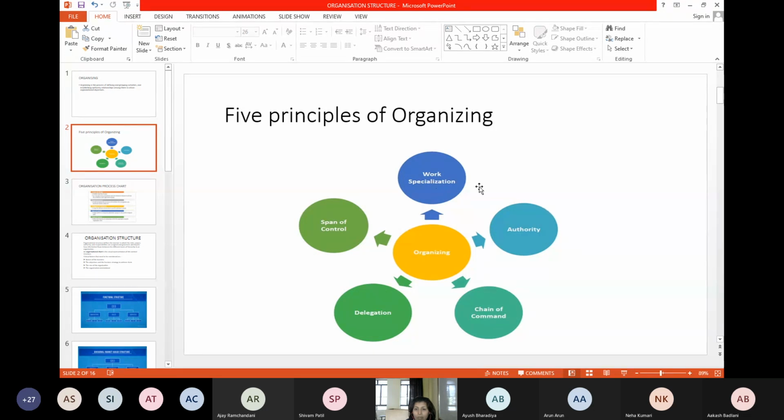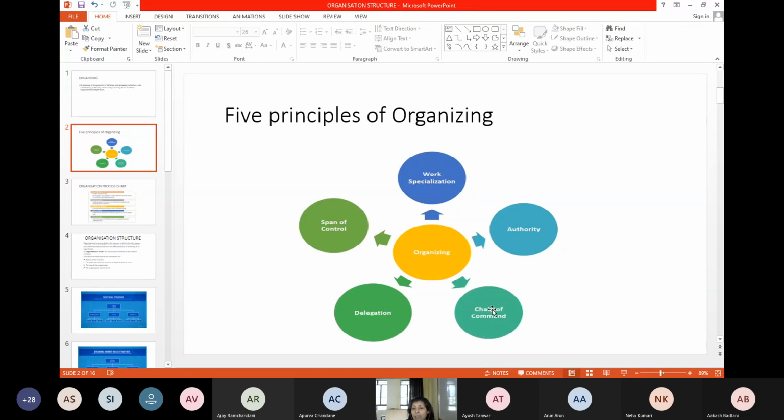The first one is work specialization, or as we just spoke, the division of work as per the specialization. Then authority, so you have to give authority to the person so that he can get things done. Also you have to mention with whom the authority lies, and accordingly make your organization structure. Chain of command, it is the same as we have discussed, scalar chain, or the hierarchy of authorities. Whom you are supposed to report to, whom you are supposed to take instructions from, whom you are supposed to give orders to.